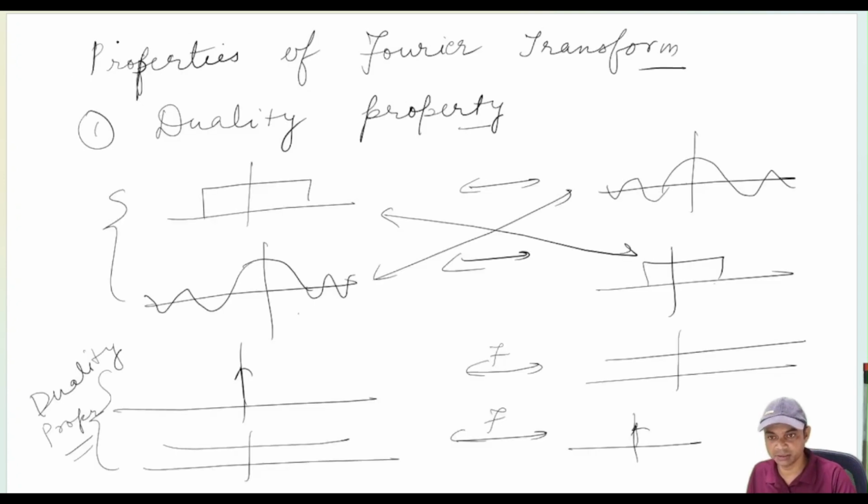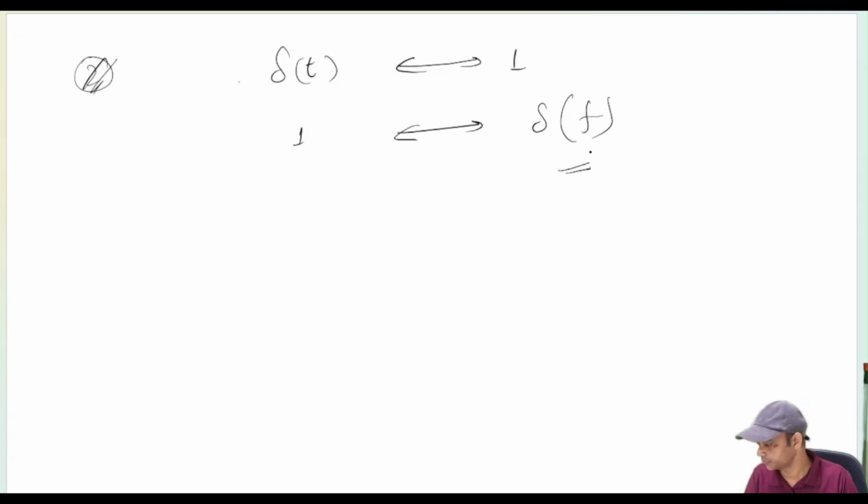In the first property, we just do mathematics. First, we will write the mathematics. Suppose we write del t. What is the Fourier transform of del t? That is 1. And what is the Fourier transform of 1 in our frequency domain? That is del f. I hope it is clear.